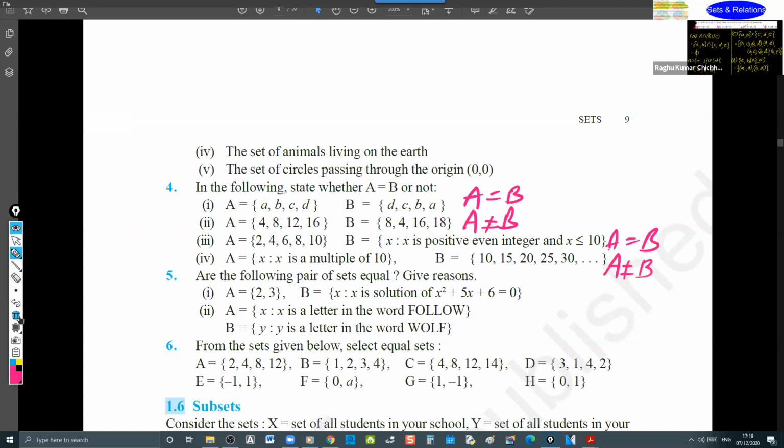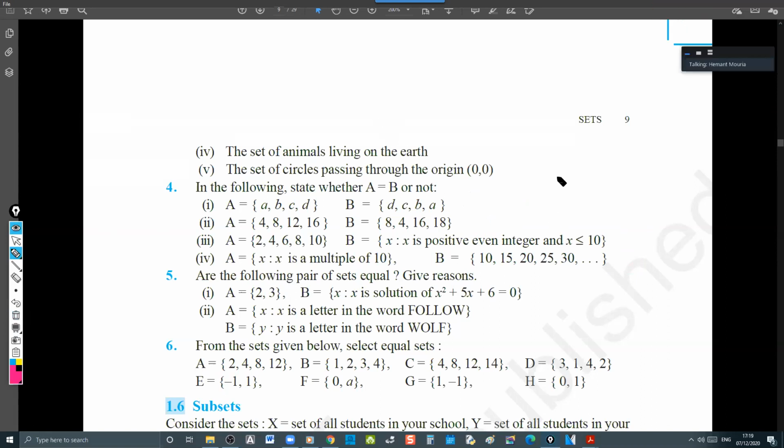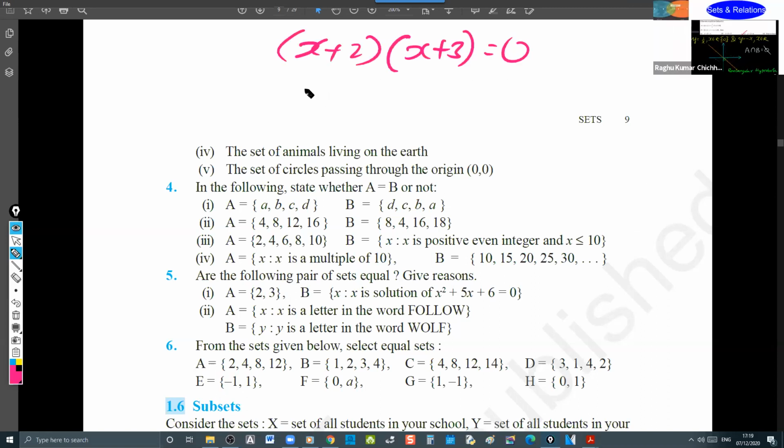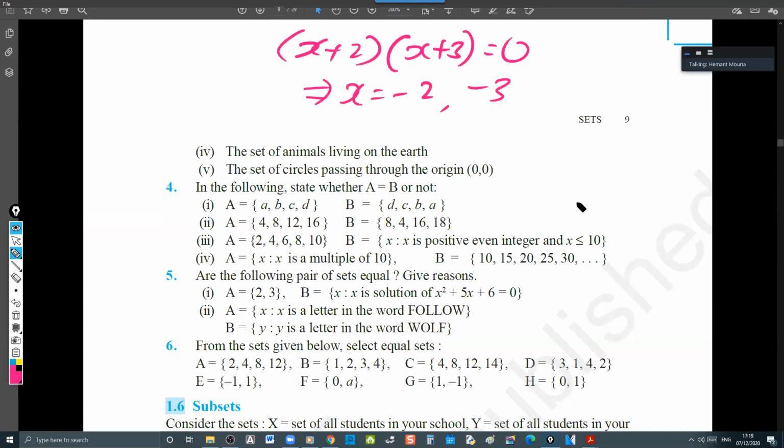The fifth one, Maurya. Are the following pair of sets equal? Give reasons. A is 2, 3, B is x such that x is a solution of x square plus 5x plus 6 equals 0. We have to solve this, right? Yeah, I'm solving it for you. The factors are x plus 2 and x plus 3 equals 0. So x is equal to minus 2 and minus 3. So it's not equal, sir.